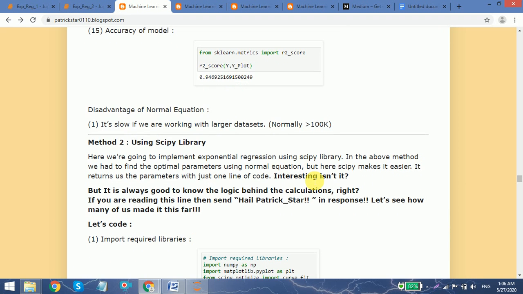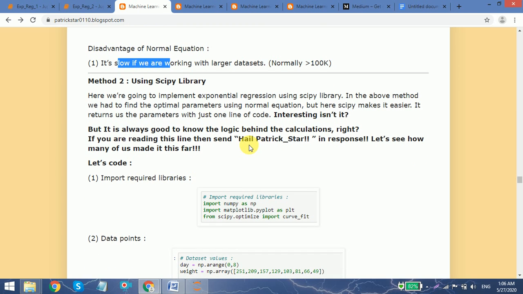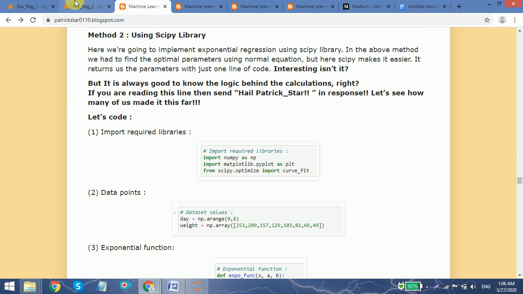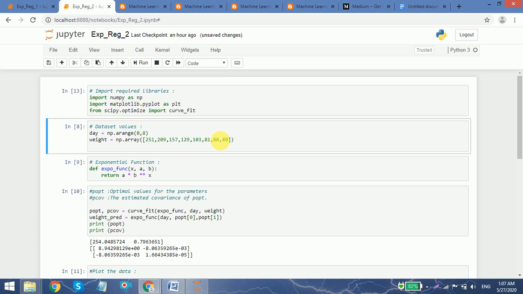Okay, so now what is the disadvantage of the normal equation? It is slow if we are working with larger data sets, normally 100K, or 100,000. Okay, so now let's get back here. So it's just importing the libraries, and I'm going to take a different data set here, that is day and weight. The day goes from 0 to 8, and here's the weight.